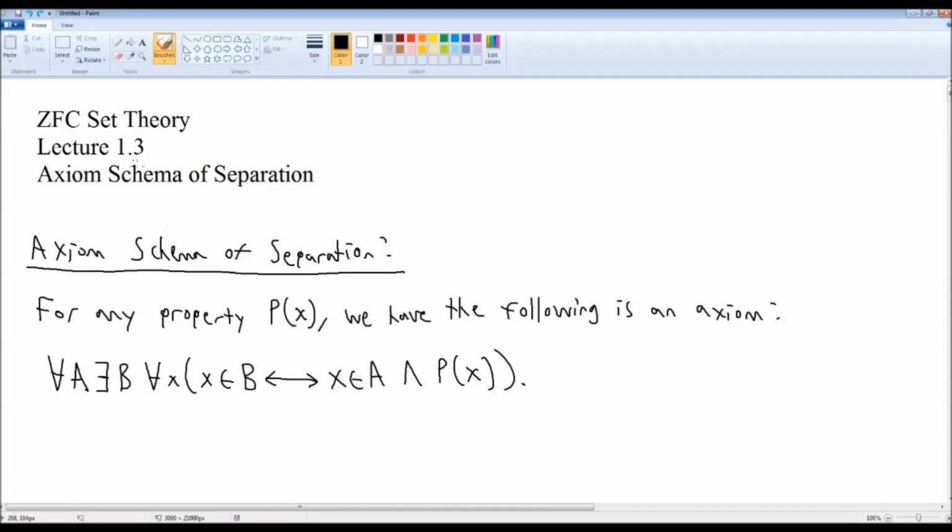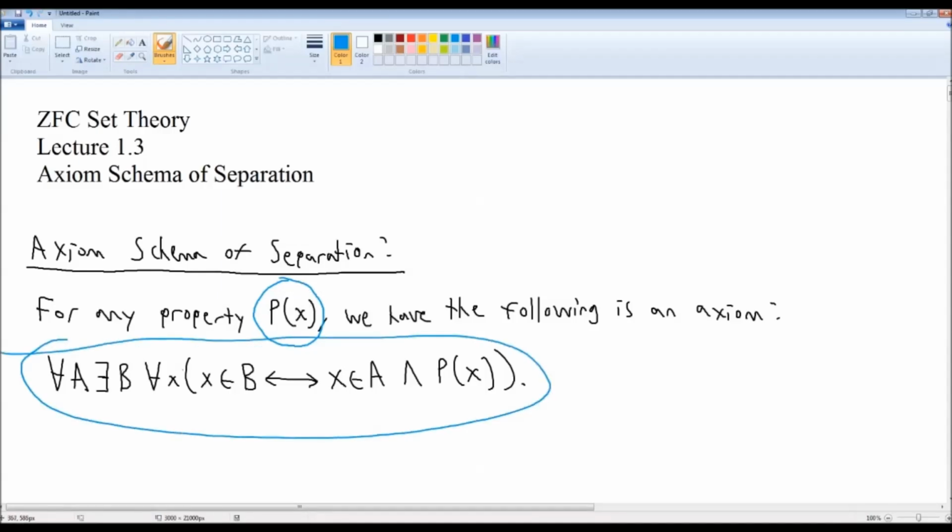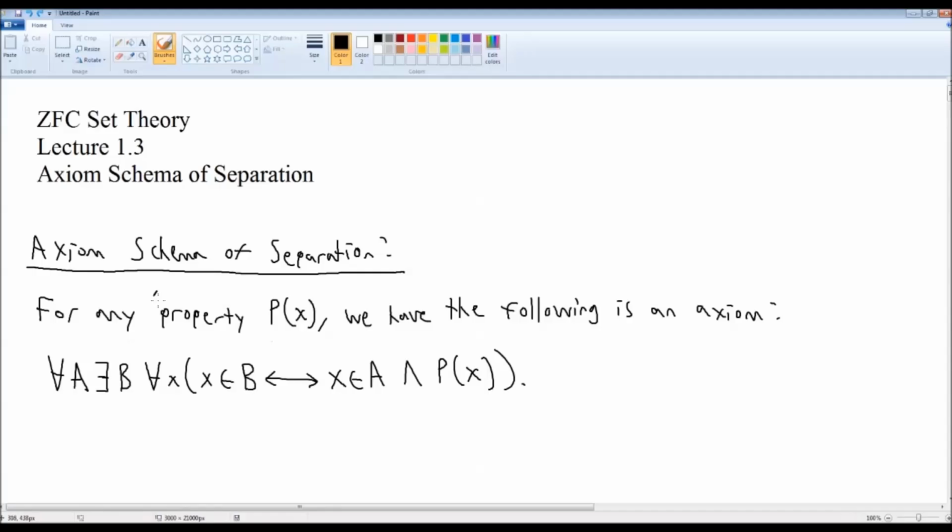We're going over the axiom schema of separation. And schema means it's not one axiom, but it's a recipe for an infinite number of axioms. The reason you get an infinite number of axioms is because for every possible property P of X you could come up with, you get a different axiom. And I'll explain later a little more what I mean by property.